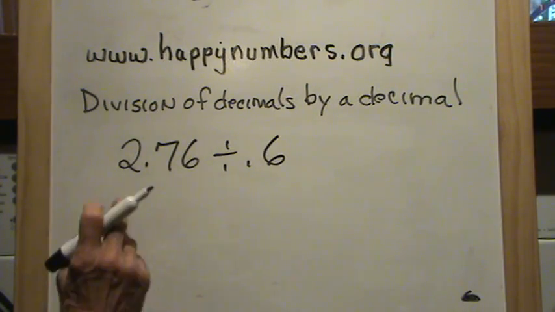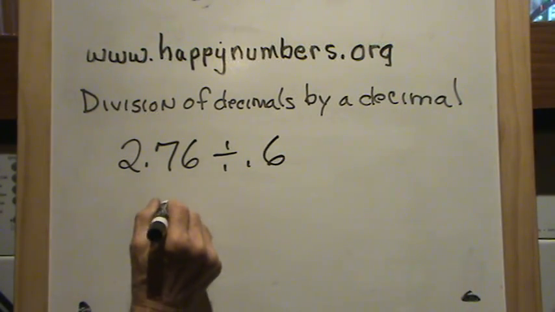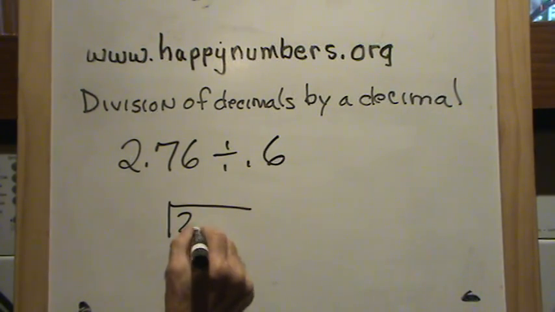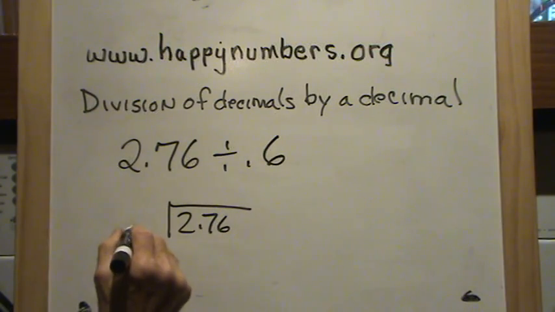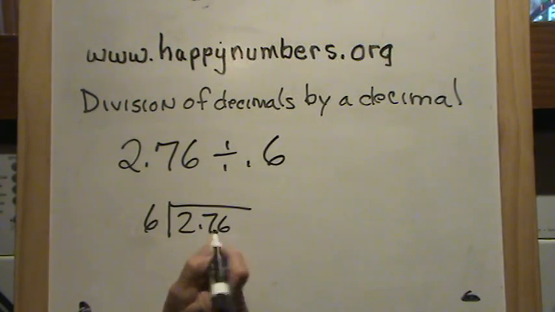Well, okay. We have 2 and 76/100 divided by 6/10. So let's write the problem. 2 and 76/100 divided by 6/10. Well, we know we have to have our divisor as a whole number. To make this a whole number, we just move the decimal place one place over. So then we have to move this decimal place one place over. And then we do our division.